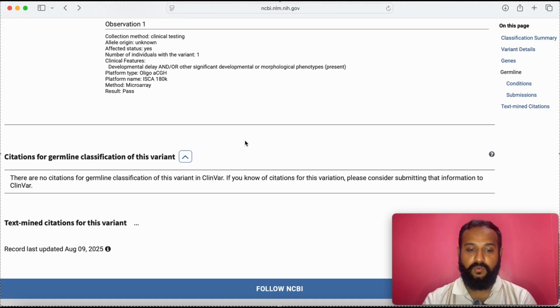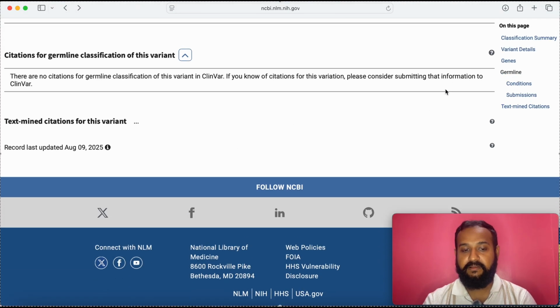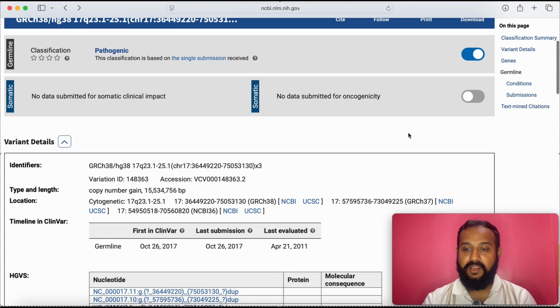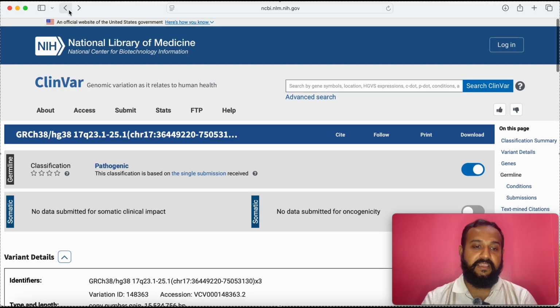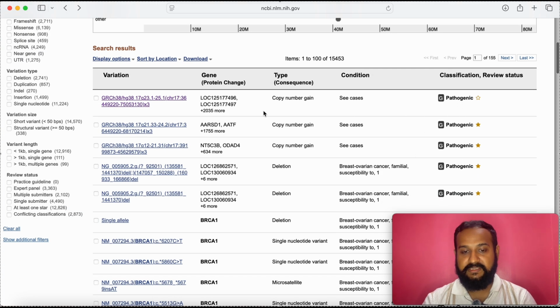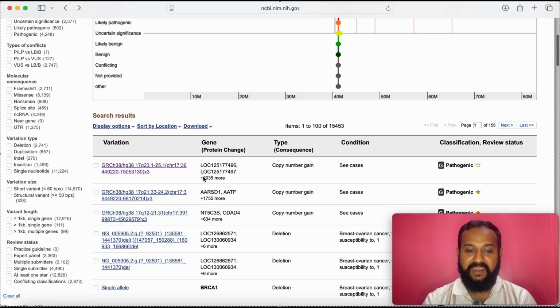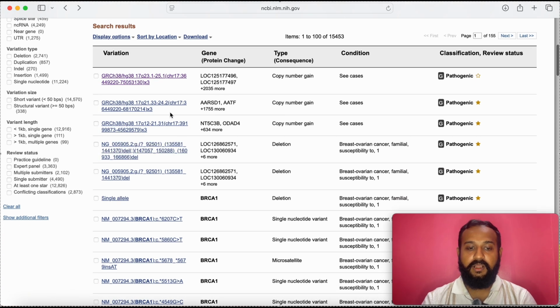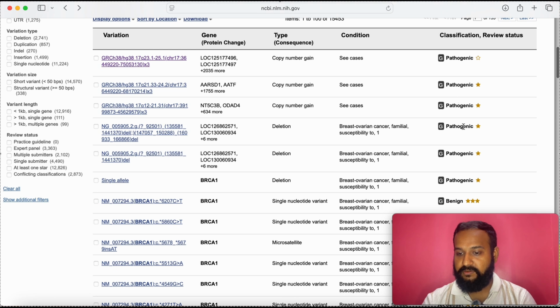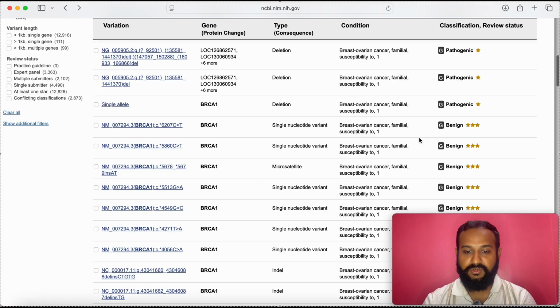Apart from that, what more information it provides: on your right you will have the drop down menu. You can directly click on that. Likewise you can see multiple pathogenic variants, and from here itself you can see that this particular variant also has a copy number gain. So this is basically an overview part, and if you want to dive deep into any of the variants, you can do that. Mostly all of them are pathogenic. The star rating that you can see is also given over here.